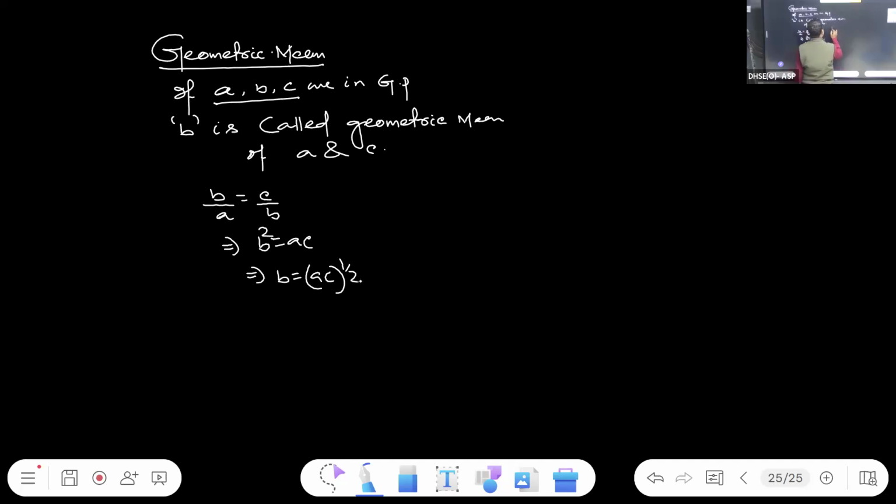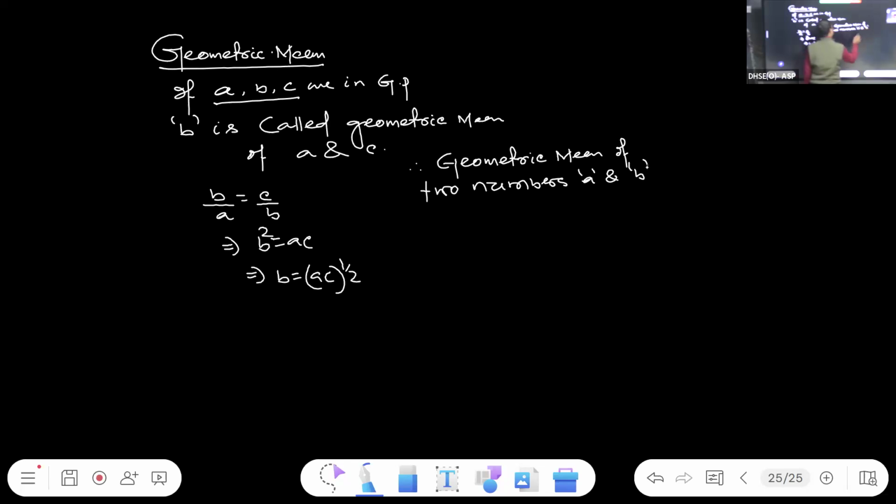So the geometric mean of two numbers A and B is AB to the power half. Geometric mean of two numbers A and B is AB to the power half. Clear?